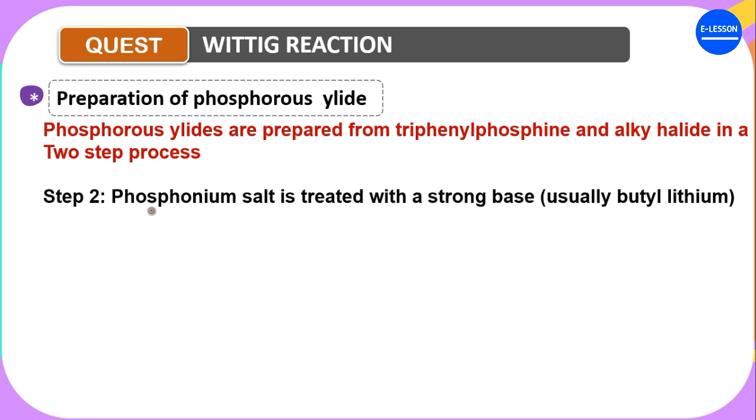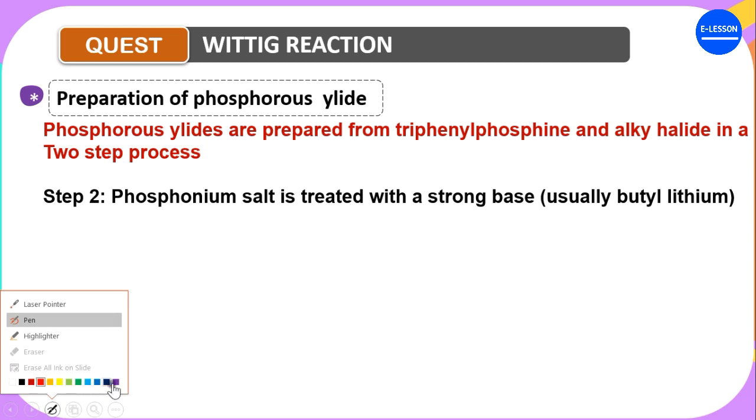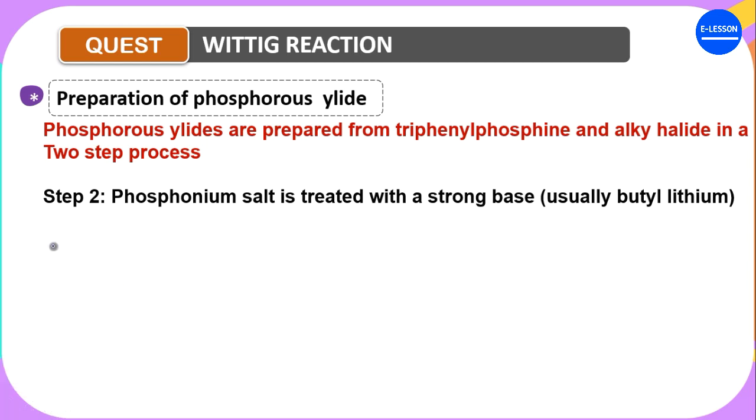The phosphonium salt is treated with a strong base, usually butyl lithium. So butyl lithium is a strong base. When we treat it with the phosphonium salt, what are we going to have? This is phenyl. Of course, we know this is phosphorus, positively charged. This is another phenyl, because it's triphenyl. And this is the last phenyl. And then you have C, and then this is hydrogen. And then this is the alkyl group.